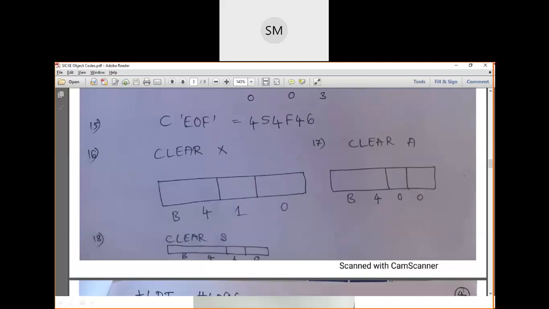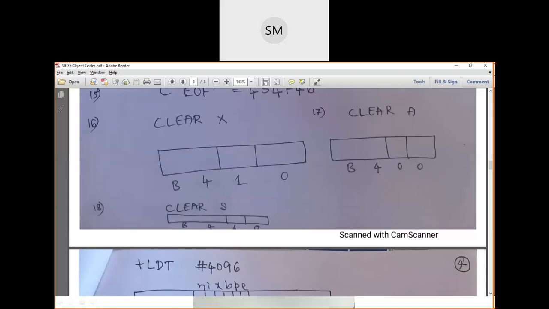Then C'EOF'. So how to do this end of file? I already told you in SIC also. You go to Appendix B, there you will search, so the hexadecimal code of EOF is 45, 4F and 46.